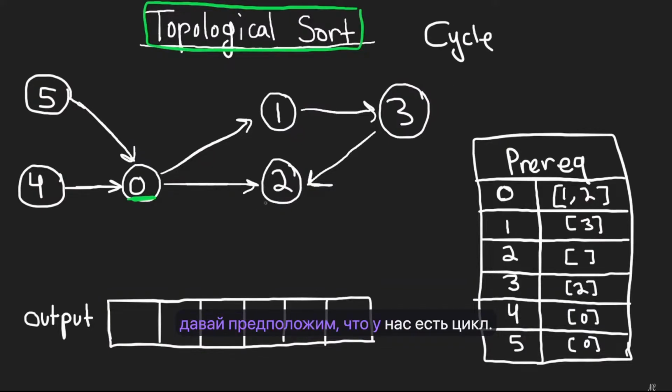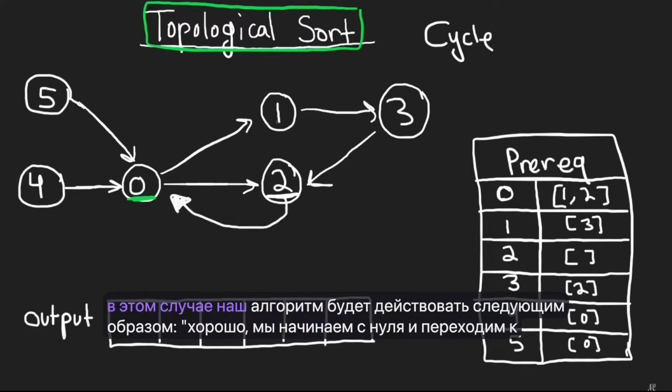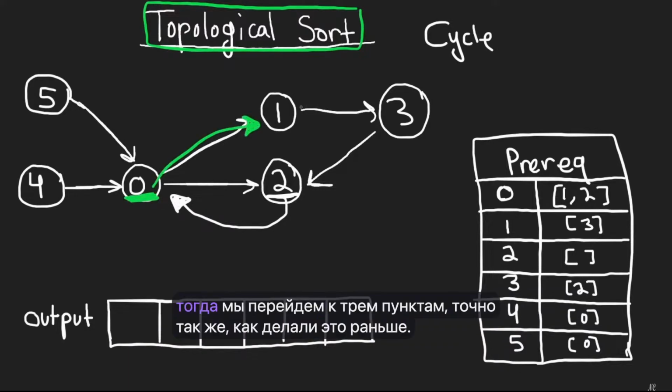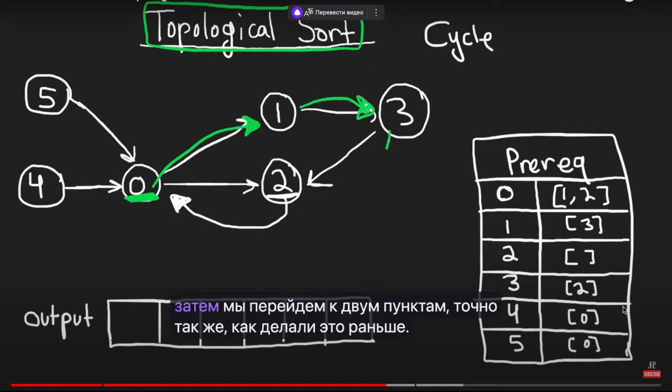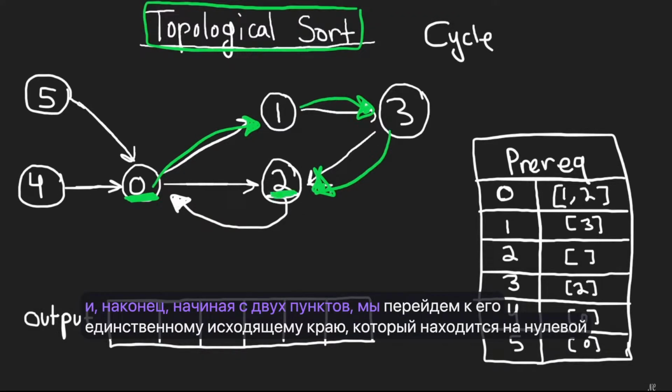Well, let's say we had a cycle. So let's say 2 actually did have an outgoing edge and it went all the way to 0. In that case, what our algorithm would do is, okay, we're starting at 0, we're going to go to 1 just like we did previously, then we're going to go to 3, then we're going to go to 2, and then lastly, starting at 2, we're going to go to its only outgoing edge, which is at 0.